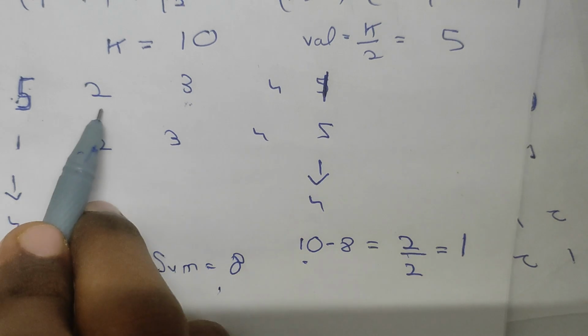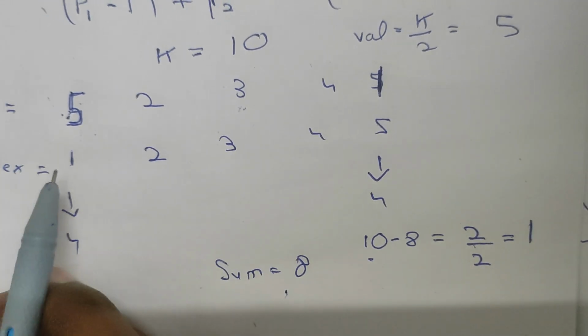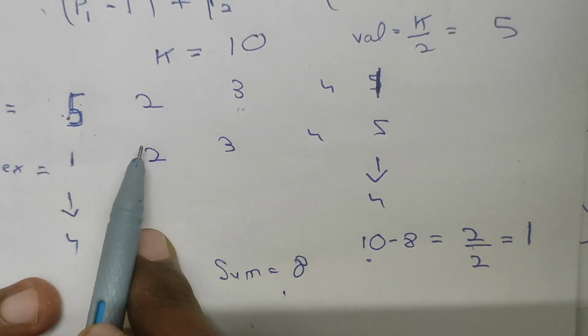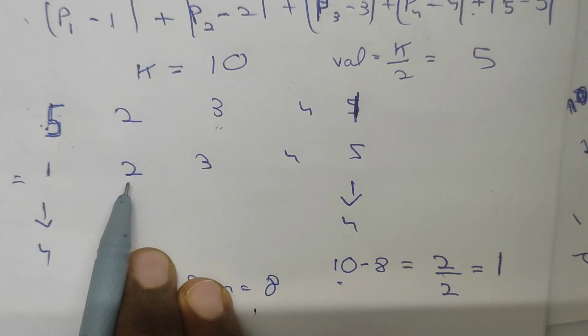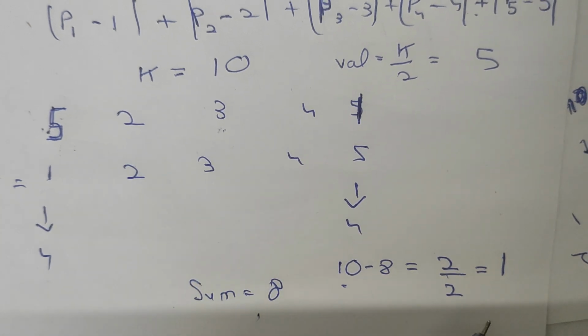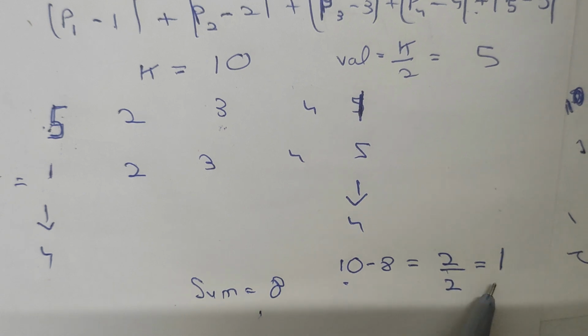So I will go to the next index. Initially I was standing on the first index, and now I will go to the second index. Now we will see by swapping what value to the second index will I get a difference close to 1.